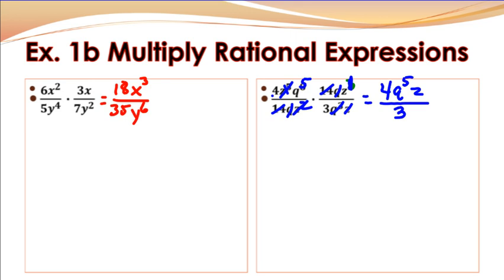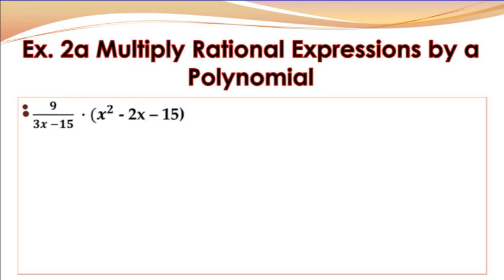So 4q to the 5th z divided by 3 would be our final answer. Next, 9 over 3x to the minus 15 times x squared minus 2x minus 15. So these we're multiplying a rational expression by a polynomial. The first step in solving these is make sure you factor when you can.